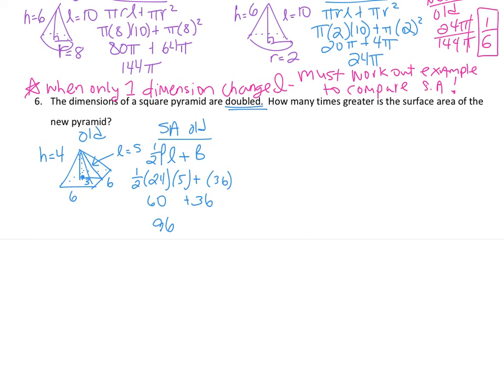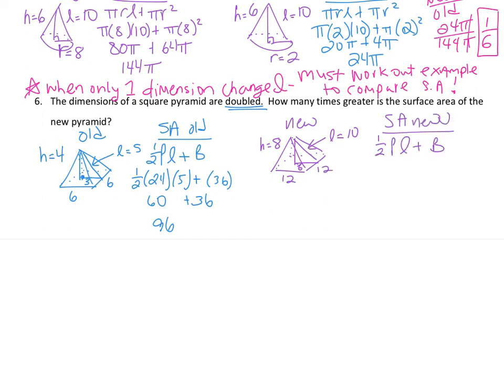So now let's adjust our new pyramid and see if we can come up with our rule. Now all the dimensions are going to be doubled, so that means everything. So this is going to be a 6 right there. My height, instead of the 4, is going to be an 8. My slant height will be a 10, and then each of the side lengths will be 12 and 12. Now go ahead, and I want you to find out what the new surface area is going to equal.